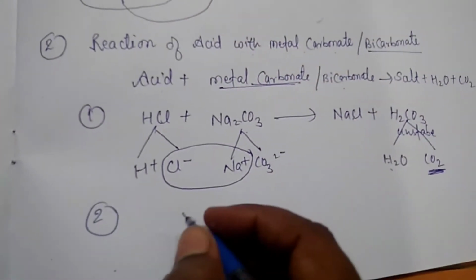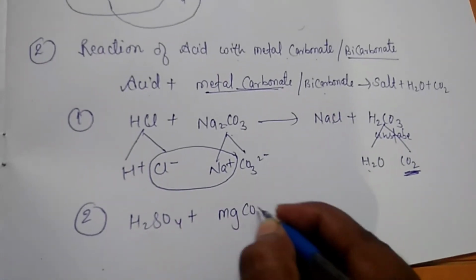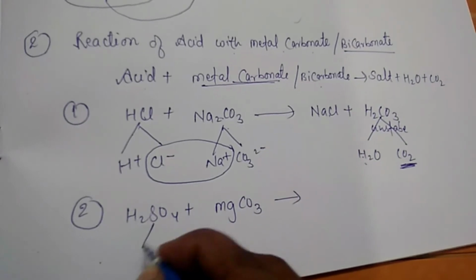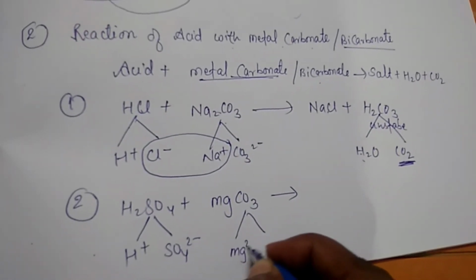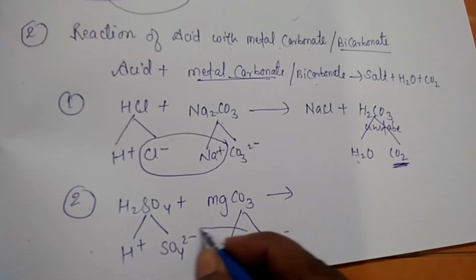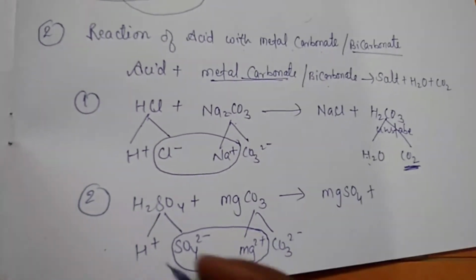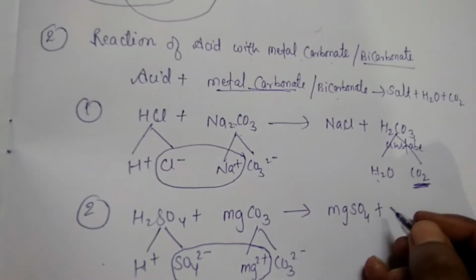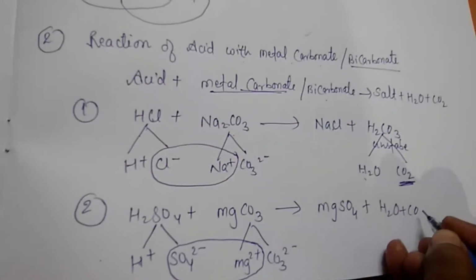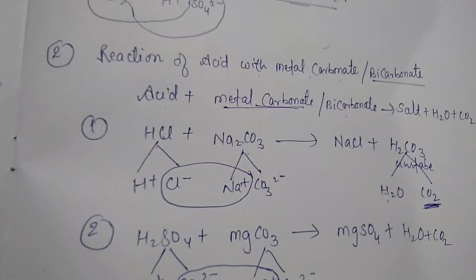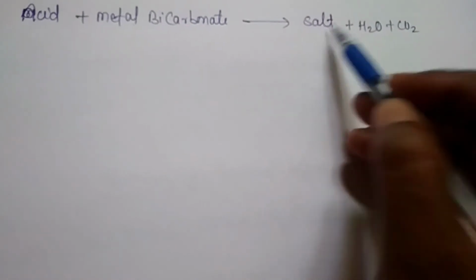Now see second example. Sulfuric acid plus magnesium carbonate. Okay children, now convert into their ionic form: H plus and SO4 2 minus. This will contain Mg2 plus and CO3 2 minus. Now this will react and form MgSO4. Now again there is H2CO3. So I've told you children, carbonic acid is an unstable compound. To make it stable, it will convert into H2O plus CO2.